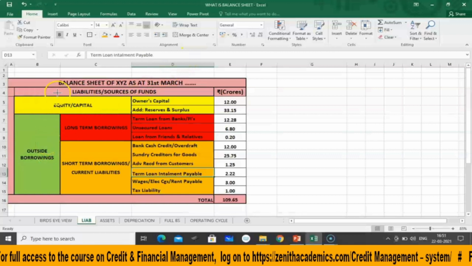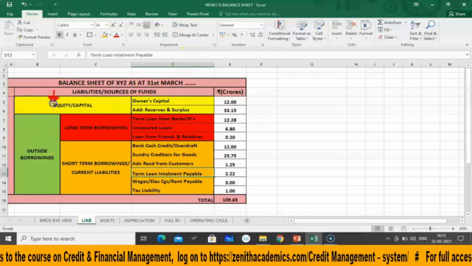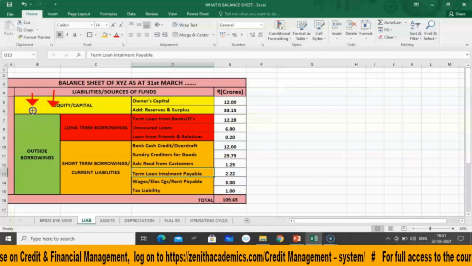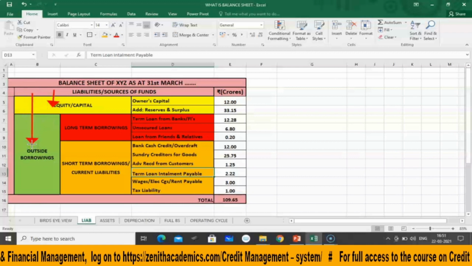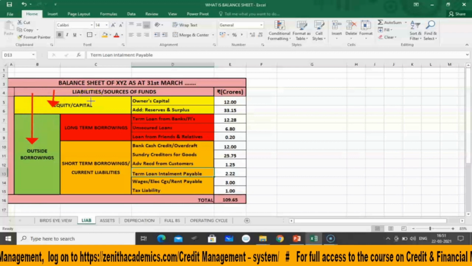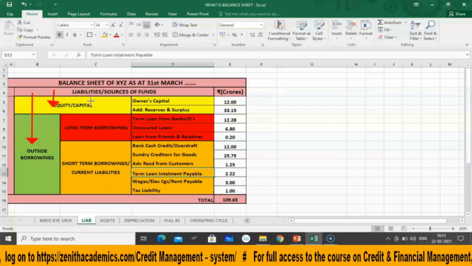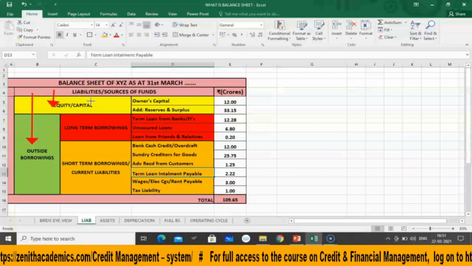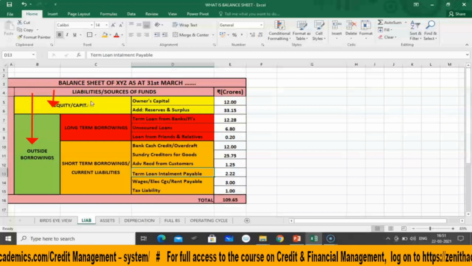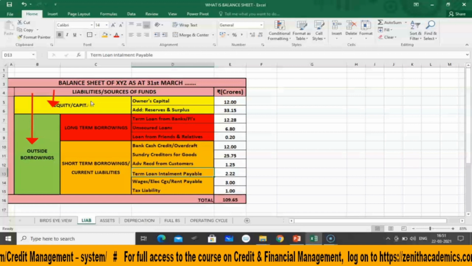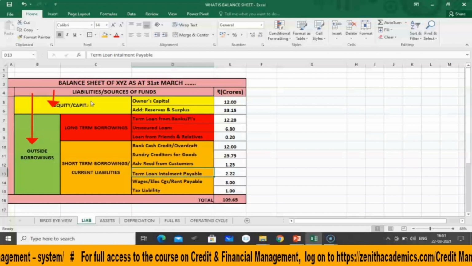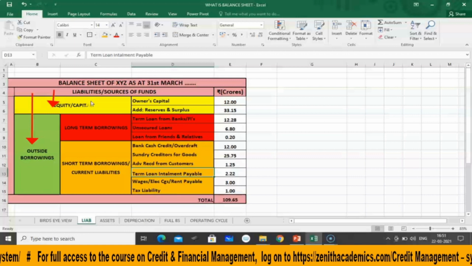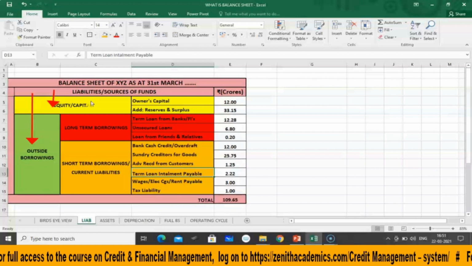The business borrows money either from its owner or from the outsiders. If it borrows from the owners, then it is called as equity or the capital. For a sole proprietor, it is simply called as capital, whereas for a partnership, it is called as partners' capital, and for a company, it is called as shareholders' funds.